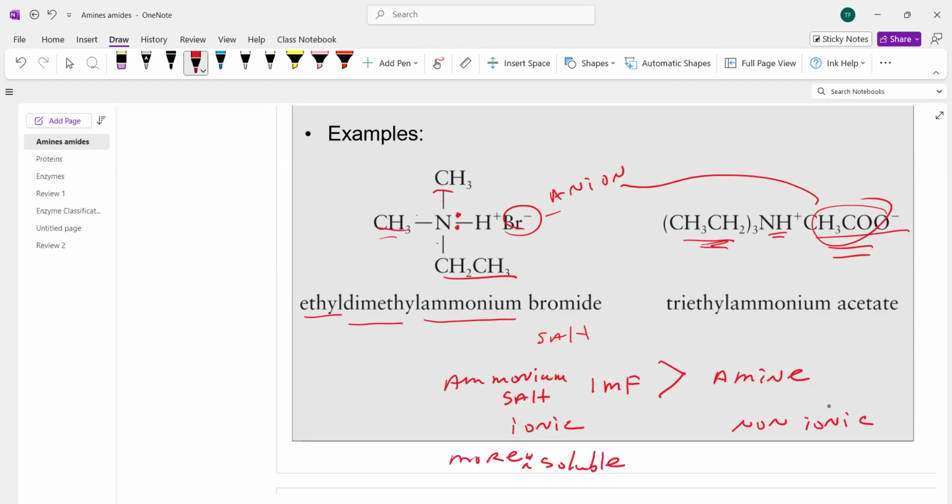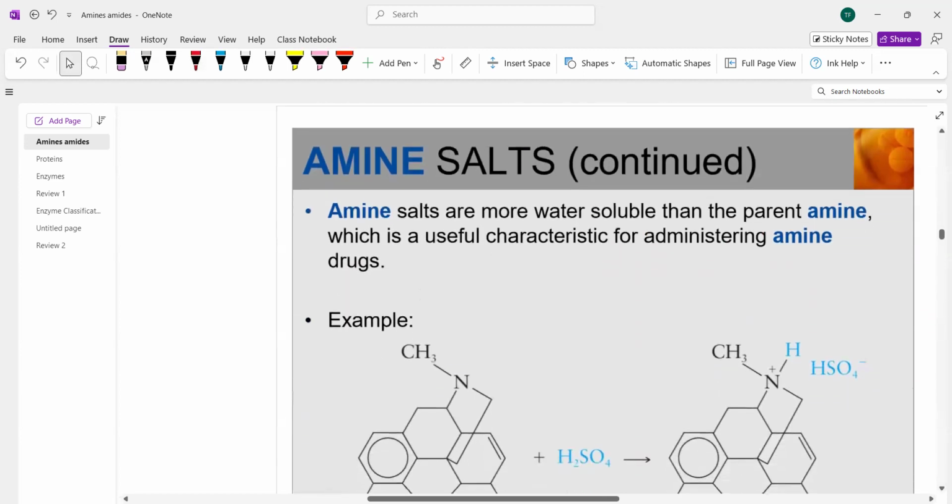And that's water soluble than the plain amine. So from a medical perspective or a pesticide perspective or a food perspective, you can use this to your advantage.